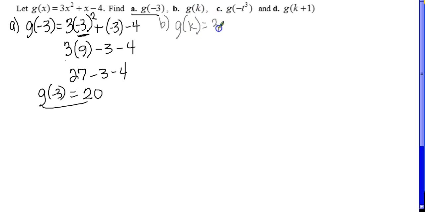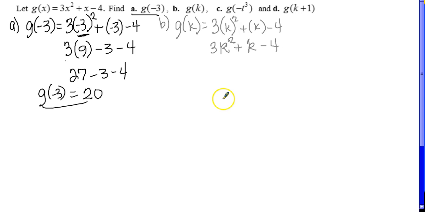This one will probably go really fast. So 3 times, notice I'm using a parentheses, k squared plus k minus 4. Those aren't x's, by the way, they're k's. So we simplify that. So square the k, and that's just k squared. And positive times positive is positive k minus 4.